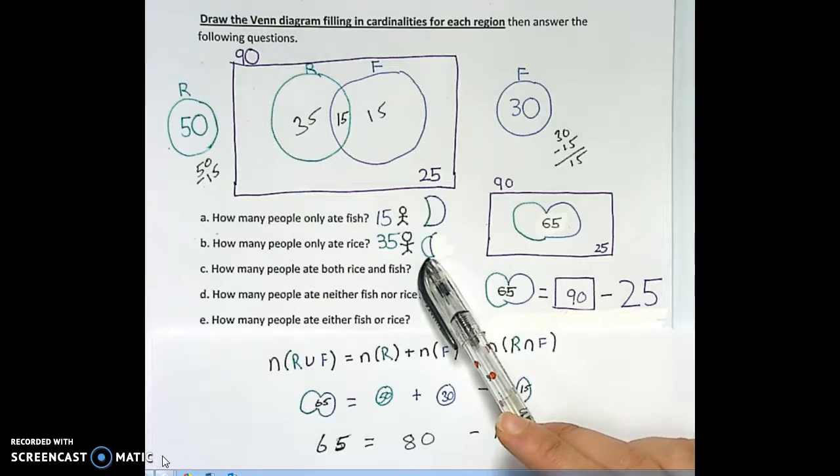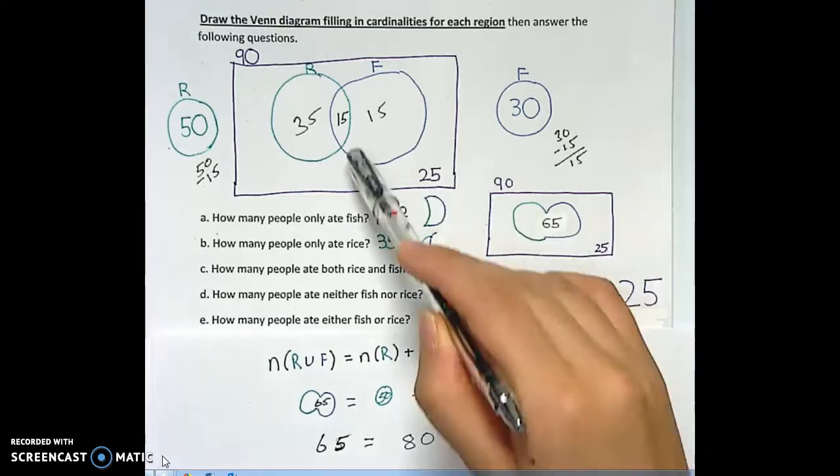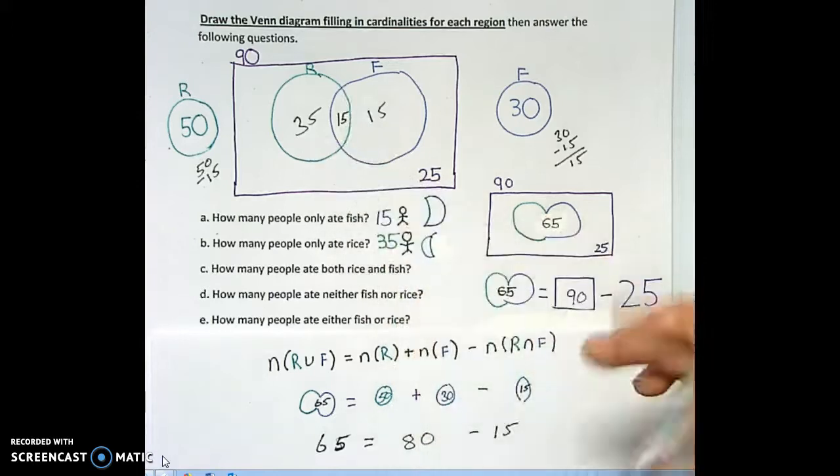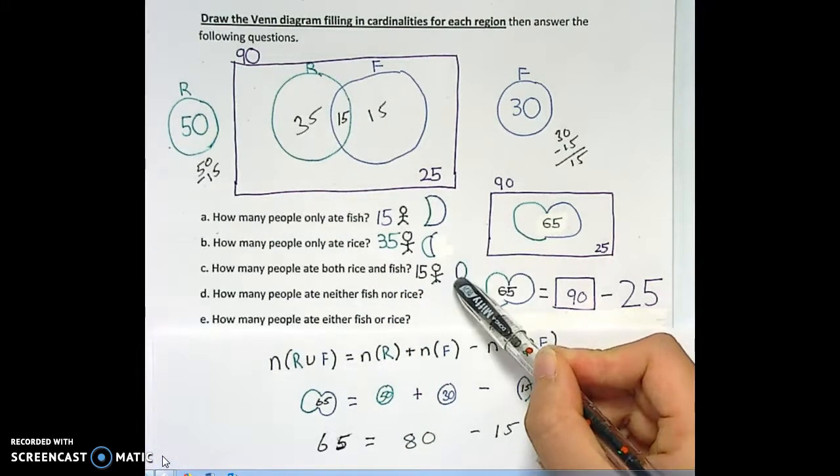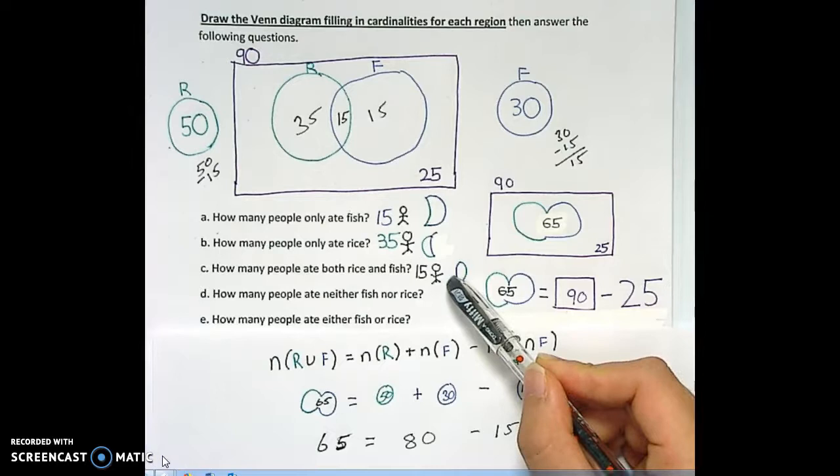Now we're going to do rice and fish. Where do they come from? Right over here, which is 15. So the 15 people are in that cat's eye kind of looking shape there.